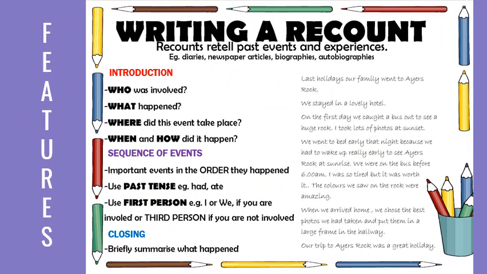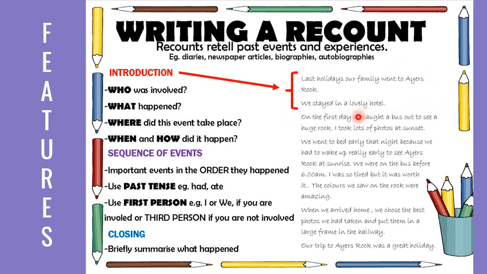Before writing a recount, you have to know the features of it. In the text here, you can see that recount writing involves introduction, the sequence of events, and the closing. Okay? The introduction should be a brief background of what you are going to write. You should write down who was involved, what happened, where did this event take place, when and how did it happen. Okay? As you can see here, it's just a short, brief introduction of what you are going to write.